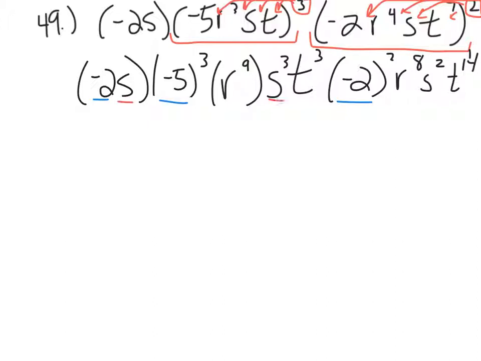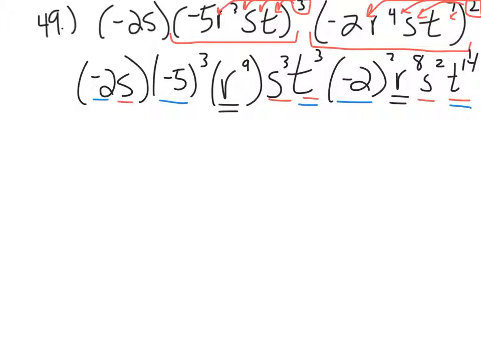S cubed and s squared are all like because they all have the same base. R to the ninth, r to the 8th are like because they have the same base. And t cubed and t to the 14th, I'm going to do a little blue under here to make it look different, are like terms as well because they have the same base. So let's go ahead and simplify our like terms, or like quantities.